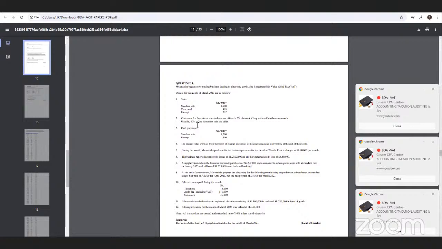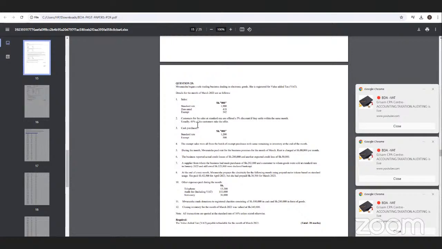Number 8, at the end of every month, Mwanaisha prepays the electricity for the following month using the prepaid meter token on a standard usage. She paid that for the month of April, but we don't have an issue there because we are not being told whether it affects the VAT. That one is another expenditure. Other expenses paid during the year include telephone, where we do not know whether it has a VAT element, and audit fee including the VAT. So that is our interest.